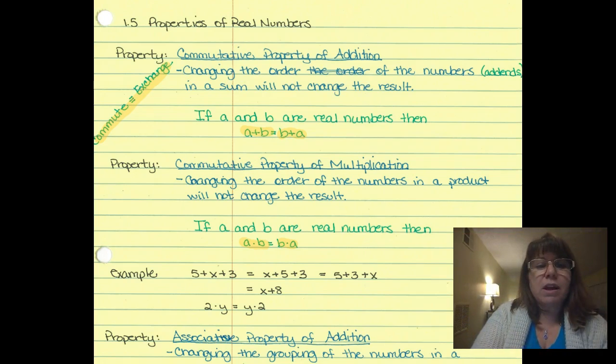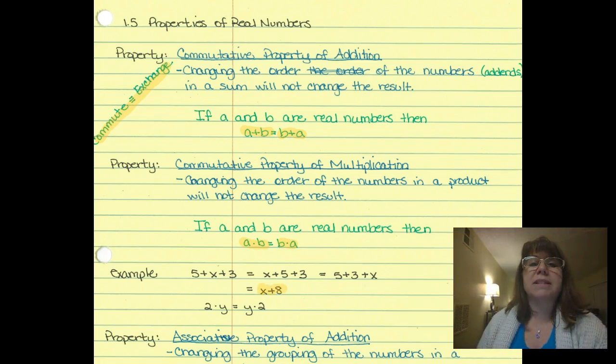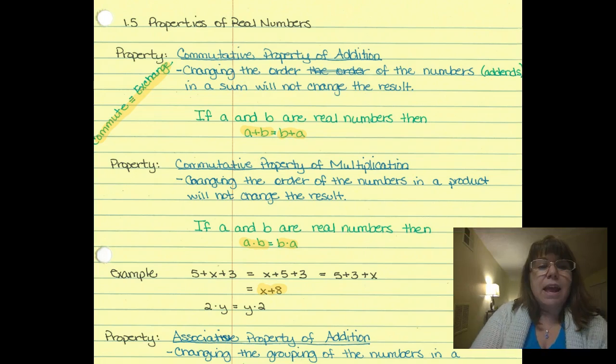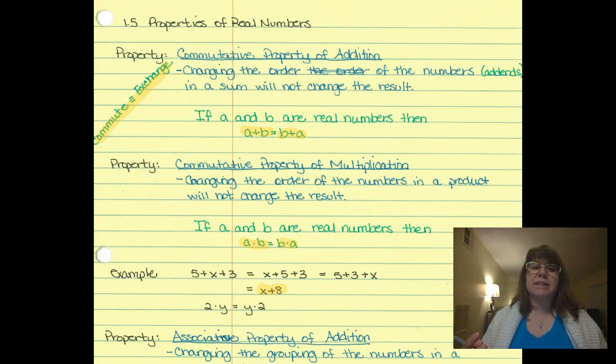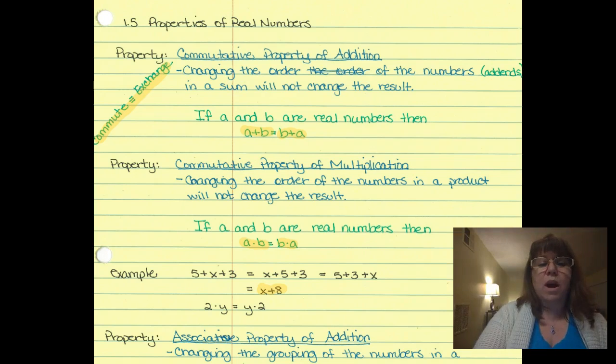And I've written some examples down here. 5 plus x plus 3 is the same thing as x plus 5 plus 3. It's the same thing as x plus 3 plus 5. Ultimately, our result is going to be x plus 8. And then for multiplication, 2 times y will be the same thing as y times 2. Now, if those are the only values that we have, we wouldn't necessarily write it as y times 2. We would write it as 2y.